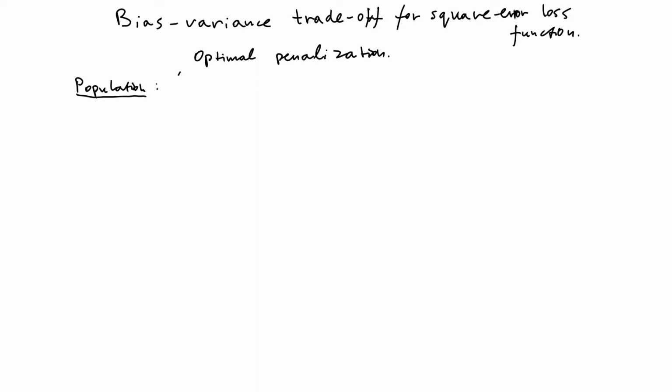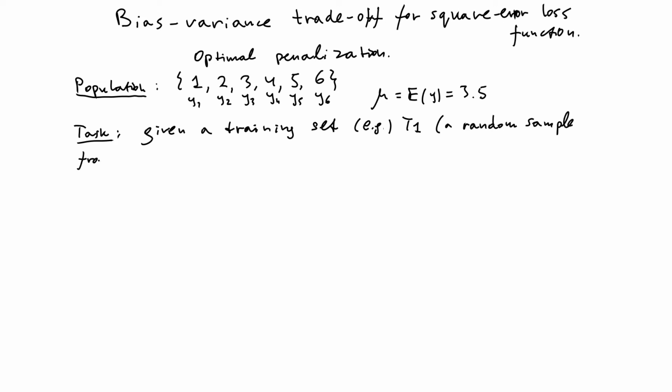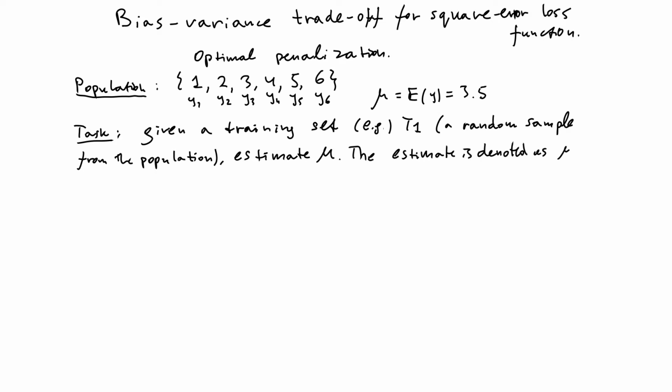The task here is, given a training set, for example T1, which is a random sample from the population, to estimate mu. The estimate is denoted as mu hat 1. For example, training set 1 contains the numbers we have drawn: 2, 2 and 6. Notice that in the training set numbers can be repeated because we have random draws from the population. Otherwise they would not be random. So we decide to have a model where mu hat is the average in the training set, which happens to be 10 over 3.